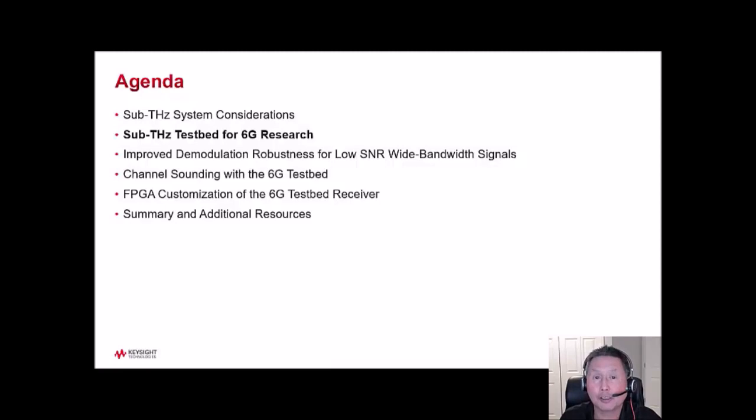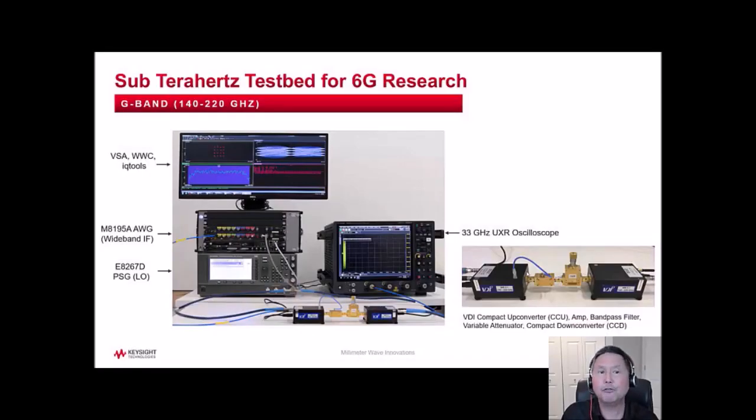Next, we'll discuss a new sub-Terahertz testbed for 6G research and show what type of residual EVM is achievable in the 140 GHz frequency band with modulation occupied bandwidths of up to 10 GHz. This shows Keysight's new extreme bandwidth R&D Sub-Terahertz testbed for 6G research.